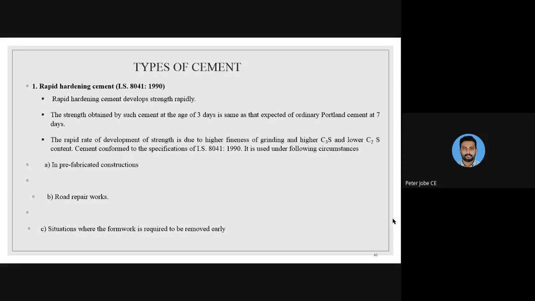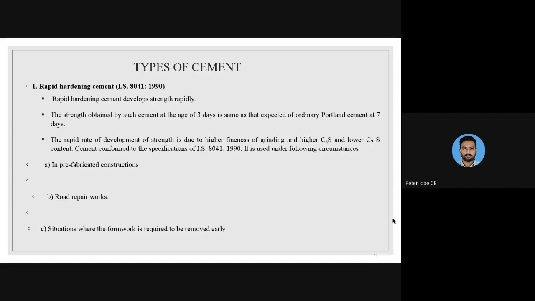The rapid hardening cement develops strength rapidly. The strength obtained by such cement at the age of 3 days is the same as that expected of ordinary Portland cement at 7 days. You need to understand that the strength of cement will increase as years proceed, up to 40 or 50 years from the time of construction. We can expect that the strength of that particular construction using cement will improve up to 40 or 50 years. Then it will start reducing.